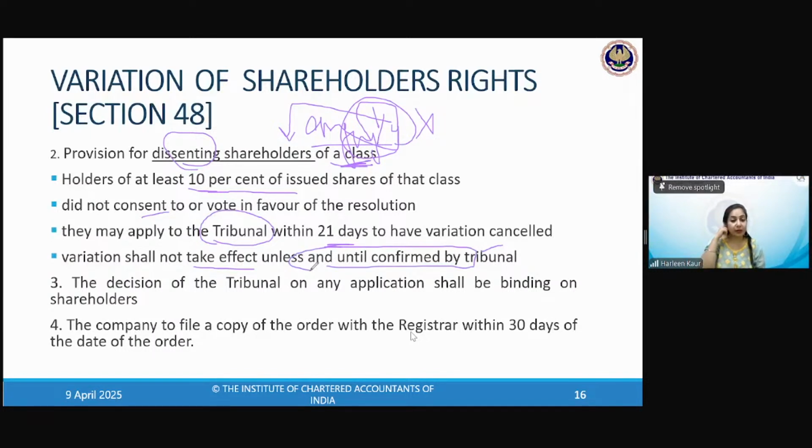So on 1st of April, company is taking a decision to pass the variation of shareholders' rights. 3/4 of the consent has been taken or SR has been passed. Then within 21 days, that is by 21st of April, these dissenting shareholders, at least 10% of the issued share capital की होल्डिंग होनी चाहिए. 10% अगर आपके पास शेयर्स है तभी आपकी बात सुनी जाएगी, वरना नहीं सुनी जाएगी.